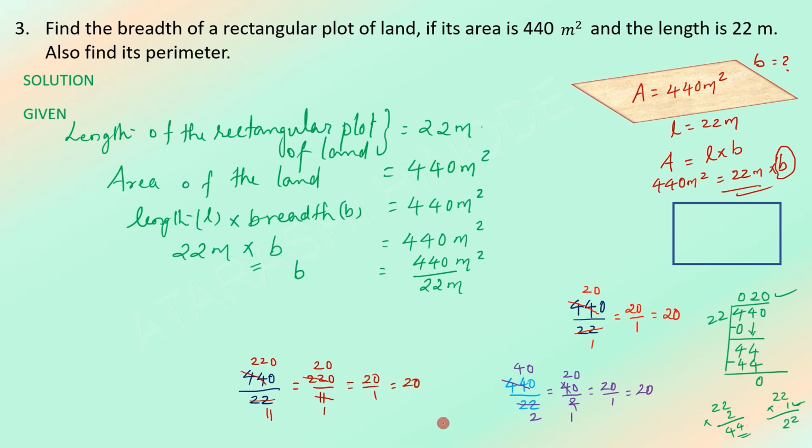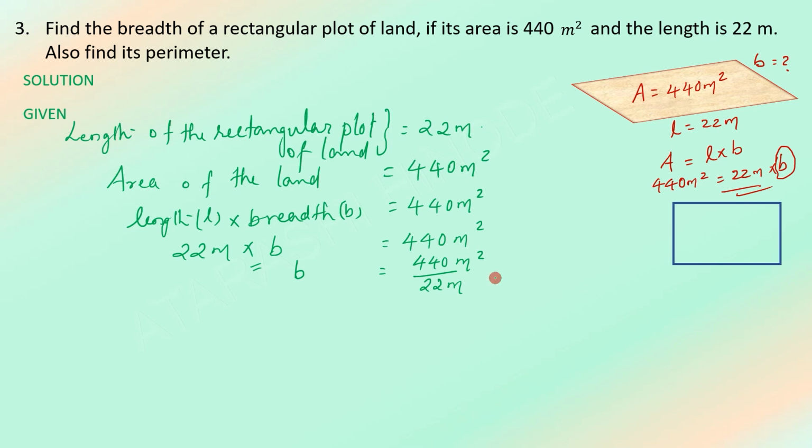So for division, you can follow any method which is easy for you. So here the value of B is 20. Now what about m square by m? M square, that is meter square divided by meter, that is equal to m square means m into m, then divided by m. We can cut 1 m here, that is we get m. So it is here 20 meter. That is breadth equal to 20 meter.